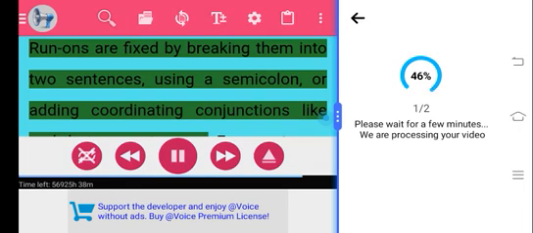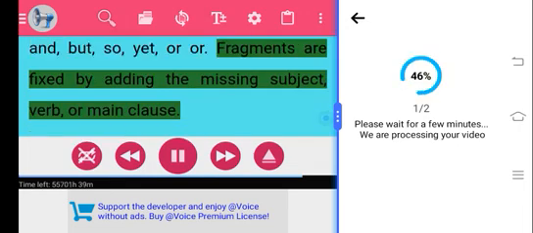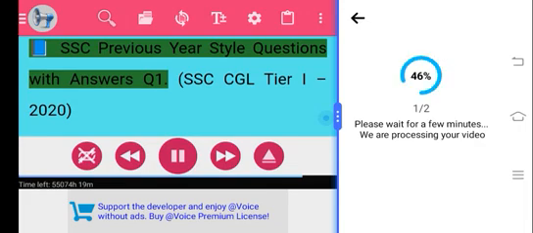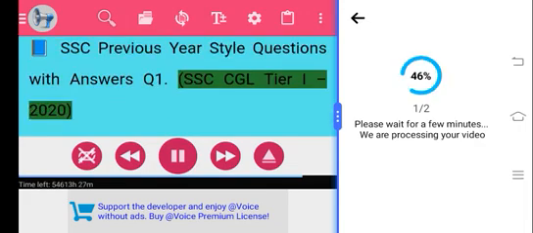Run-ons are fixed by breaking them into two sentences, using a semicolon, or adding coordinating conjunctions like and, but, so, yet, or. Fragments are fixed by adding the missing subject, verb, or main clause. Now SSC previous year style questions with answers. Q1. SSC CGL Tier 1, 2020.